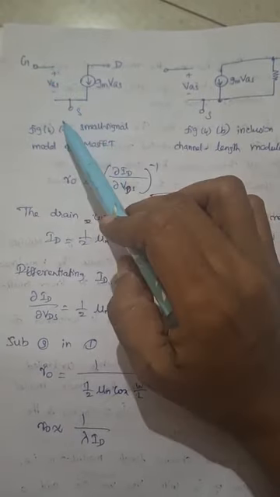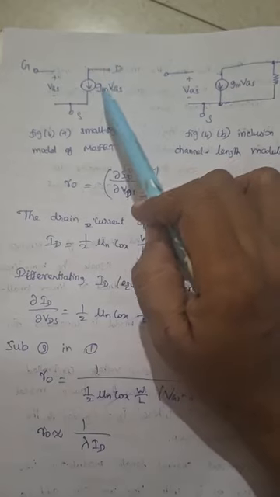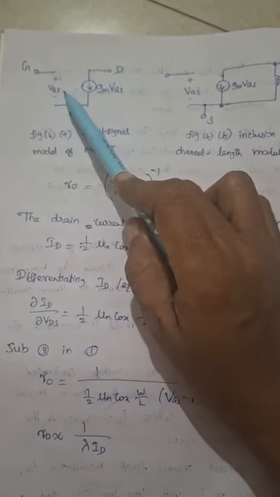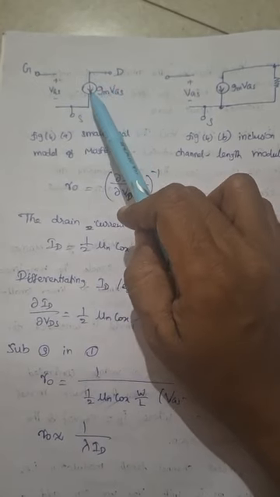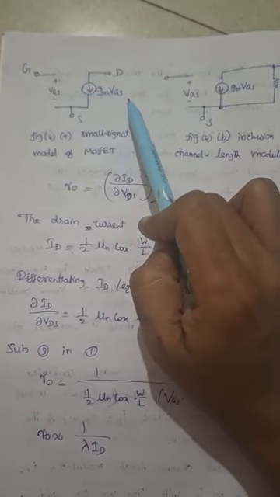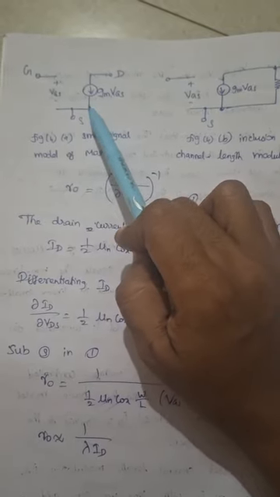So there are three terminals: gate, source and drain. This is your MOSFET. Your input voltage here is VGS and your drain current is equal to gm VGS. This is the diagram. Here we are neglecting channel length modulation.